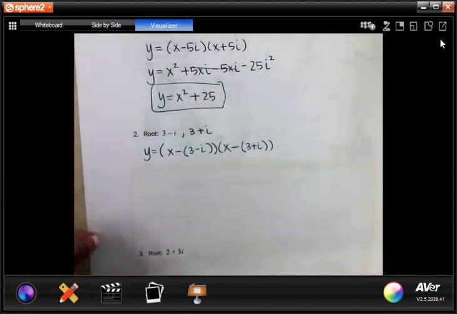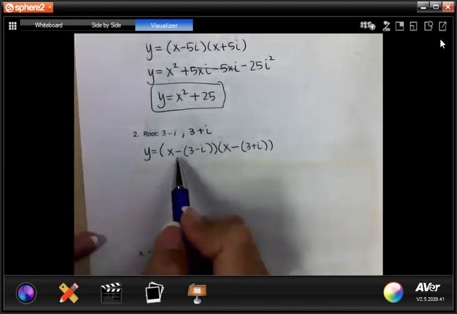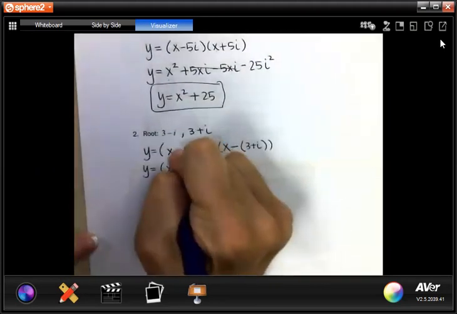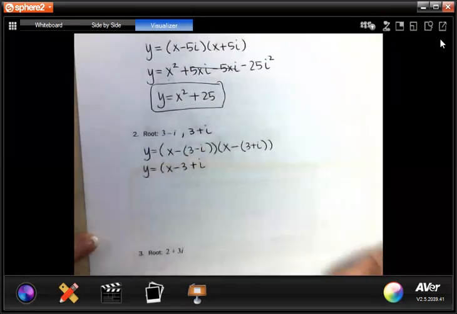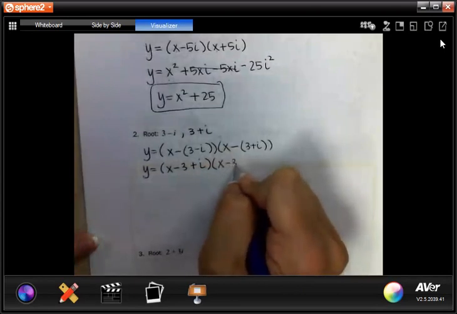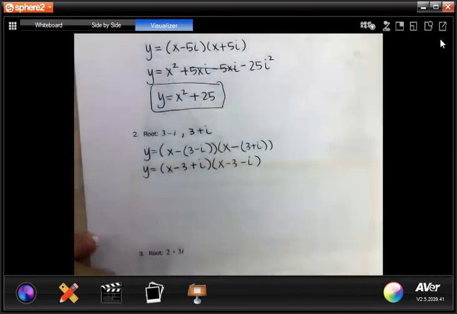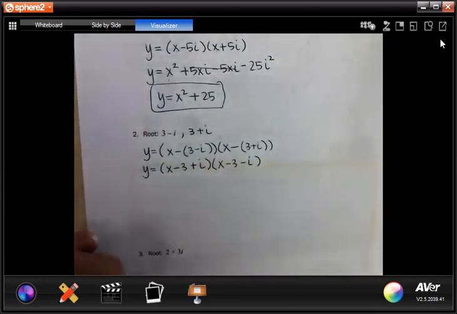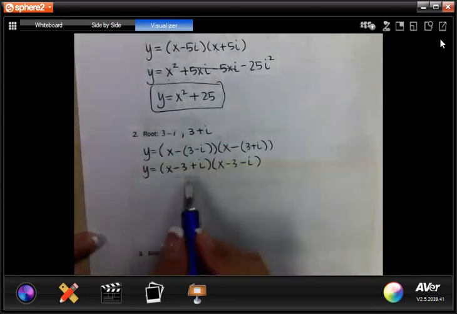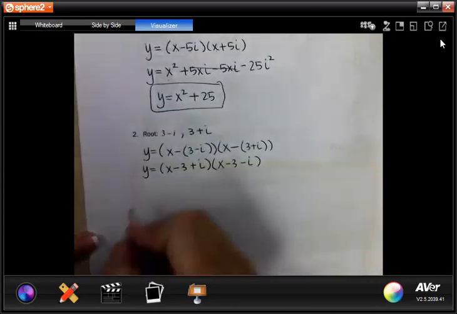Now, just like the other one, you're going to have to FOIL this. And the easiest way to FOIL this is to get rid of the parentheses on the inside first. So I'm going to do that first, and I get x minus 3 plus i in the first parentheses, and then x minus 3 minus i in the second parentheses. If you do a box, you can do a 3 by 3 box to FOIL this out.